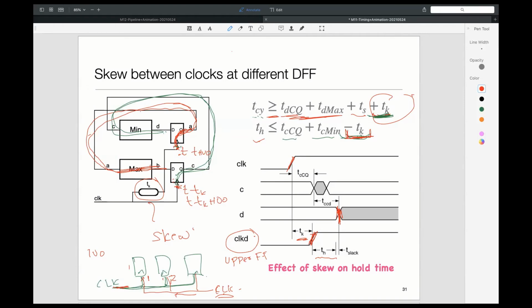Okay, now in our particular case, let's imagine that the clock at the bottom flip-flop came later. That is mathematically equivalent to saying that TK is negative, right? So if TK is positive, then the upper flip-flop gets the clock later. If TK is negative, then the bottom flip-flop gets the clock later.